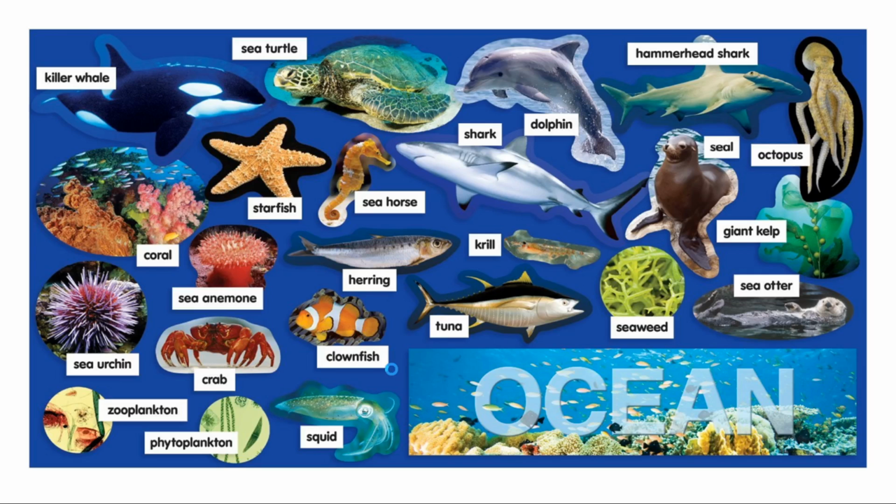Okay, look here, killer whale, sea turtle, hammerhead shark, dolphin, seal, octopus. Okay, giant kelp. This is algae. Sea otter, seaweed. Also, it is a plant. Krill, herring, seahorse, starfish, coral, sea anemone, sea urchin, crab, zooplankton, phytoplankton, squid, clownfish, tuna. All these are marine. All these have marine habitat.